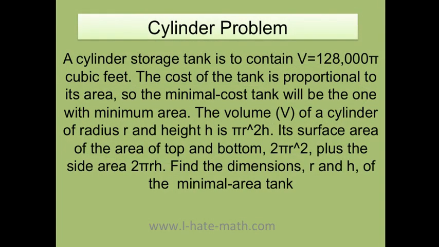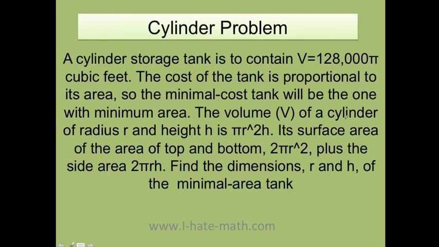In this video, we're going to do a problem that requires finding the dimensions of the radius and the height when you want to find the minimal area of a tank. It says, a cylinder storage tank is to contain a volume of 128,000 pi cubic feet. The cost of the tank is proportional to its area, so the minimal cost tank will be the one with the minimum area.